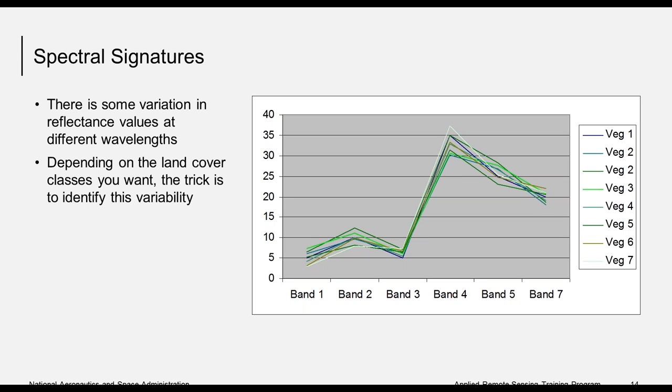If we just focus on the vegetation spectral signature, but plot several types of vegetation, as shown here in this image, you will notice that although the general trend is the same, so you see that decrease in band 3 and that increase in band 4, there's some variation between the different vegetation types. So the key to understanding how to do a land cover classification, and I can't stress this enough, is how to deal with this variability.